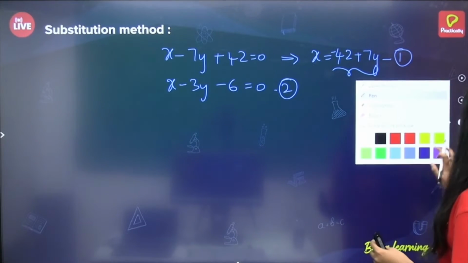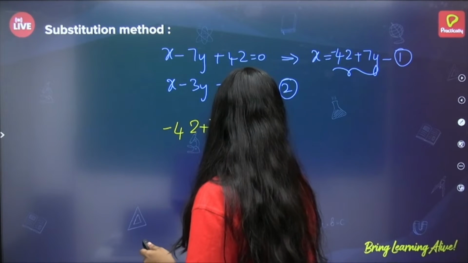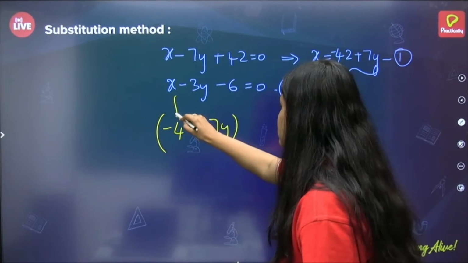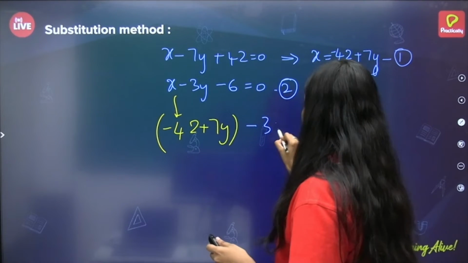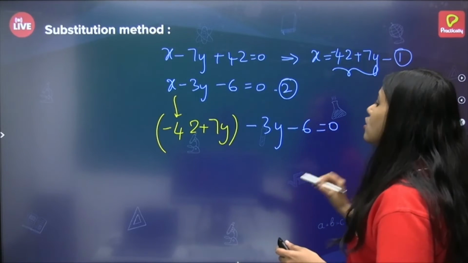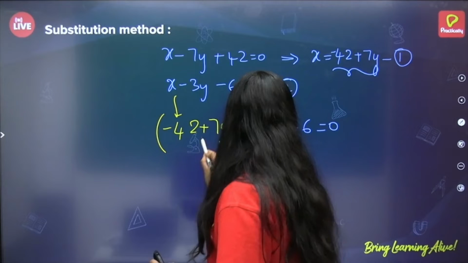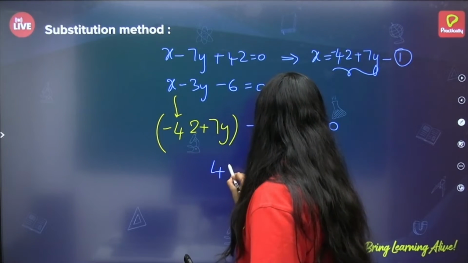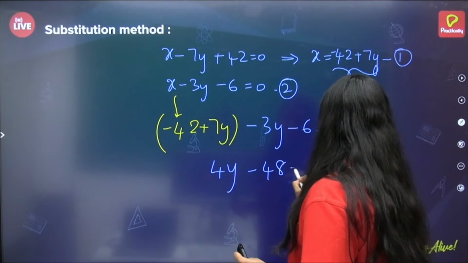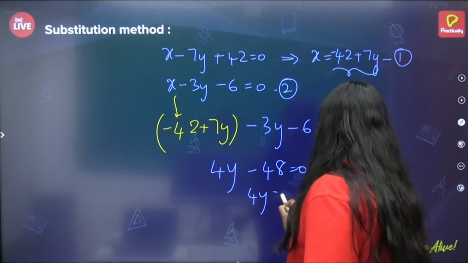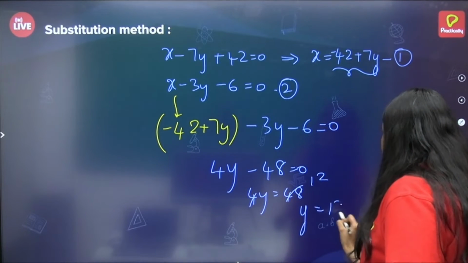So, this will be minus 42 plus 7y. This is x, correct? Minus 3y minus 6 is equal to 0. So, instead of x, I have substituted this value. So, plus 7y minus 3y, 4y, minus 42 minus 6, minus 48. So, 4y minus 48 is equal to 0. 4y is equal to 48. y is 12. So, I got the value of y, that is 12.